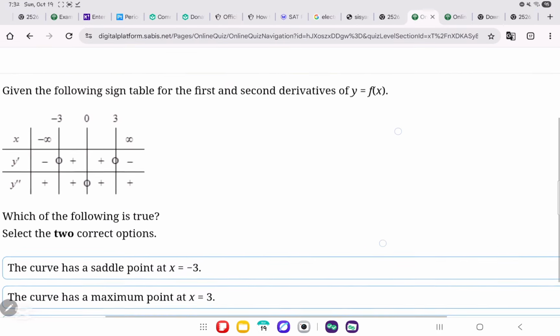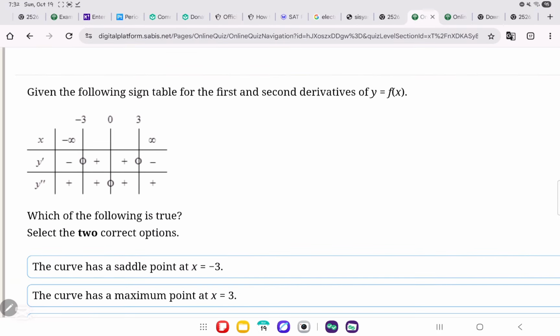We move on to question number 2. What does it say? It says, given the following sign table for the first and second derivatives of y equals f(x), which of the following is true? So before we look at the answers, let us read whatever we have. So the first thing we have is the first derivative. The second thing we have is the second derivative.